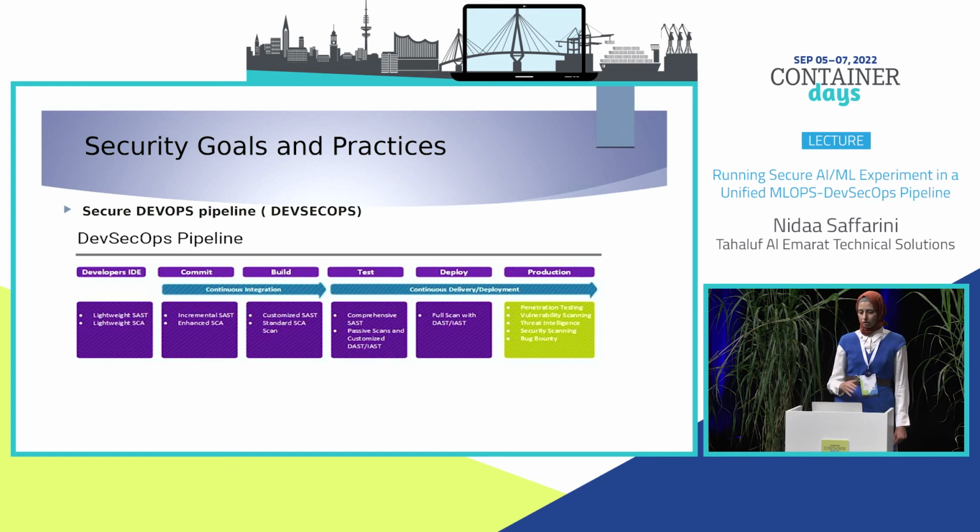DevSecOps pipeline contains many stages, starting from the developer with the shift left principle. Shift left is also DevSecOps and MLOps. Shift left the security from the scoping, through the data, model and deployment, and actually the last stage, the users and apps. And here we secure the IDE for the developers.